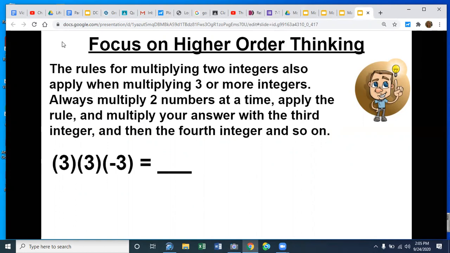What if we were to multiply 3 times 3 times negative 3? Well, first we multiply two integers, so we'll do 3 times 3. They're both positive, so we'll get a positive 9, and then we're going to multiply that positive 9 times a negative 3. So now we have a positive times a negative. Different signs, our answer is going to be negative. What's 9 times 3? 27, so negative 27. Okay, that's how it works with 3 numbers.